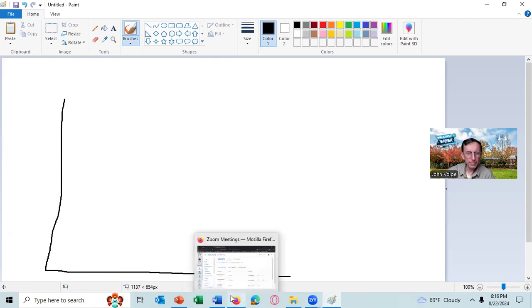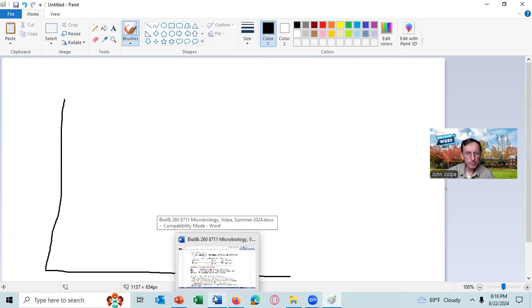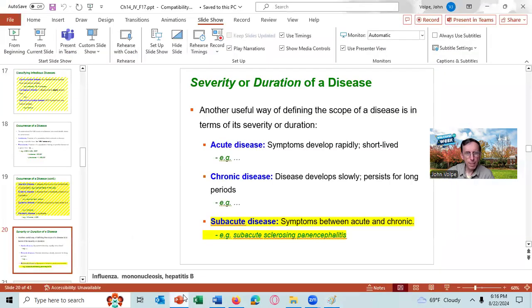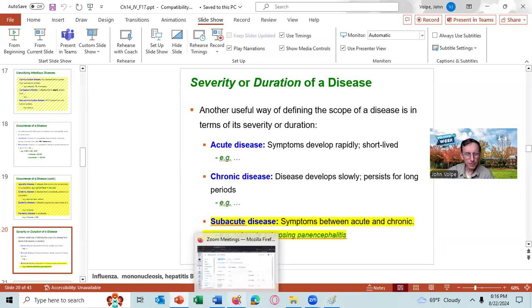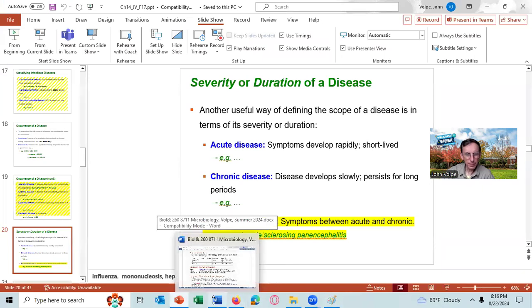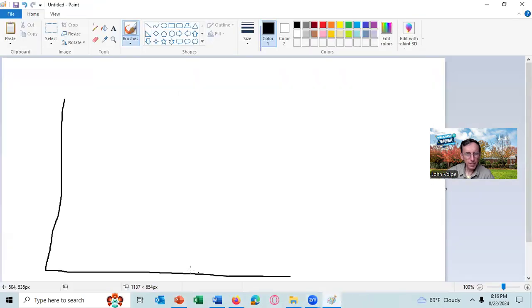So the last one, chronic disease, is one where the disease starts slowly, the symptoms are very mild, and then over time, the number of microbes increases slowly until at the very end where there may be a bloom. I'm not going to break it because the patient died.